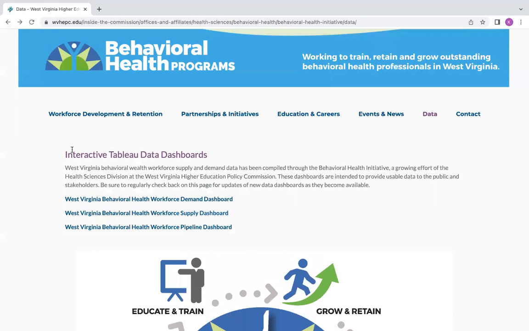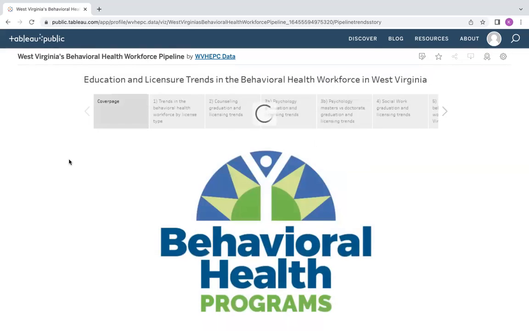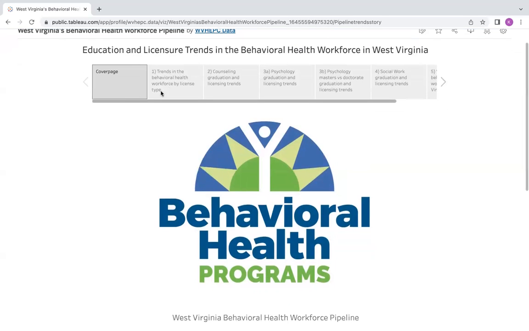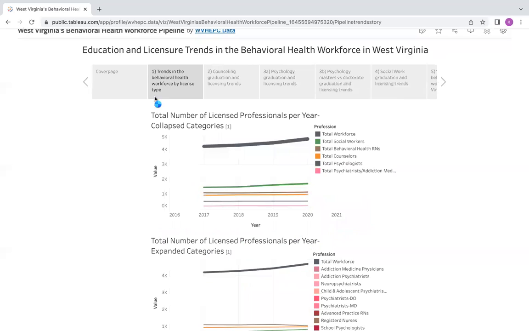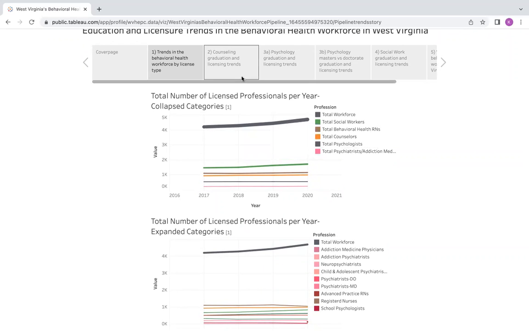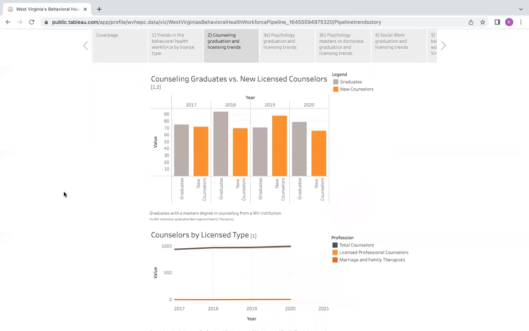Clicking on your browser's back button will bring you back to here. And we'll look at the pipeline dashboard. This dashboard shows you education and licensure trends of the behavioral health workforce. The first is the general trend of the workforce, which is from 2017 until 2020, which is growing. Next, we look at some graduation versus newly licensure trends.